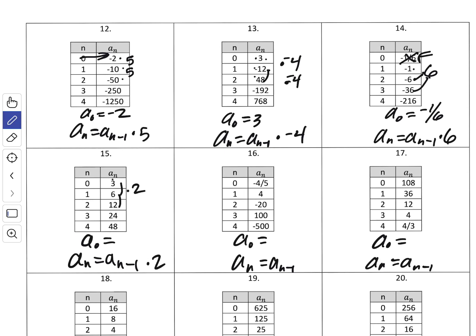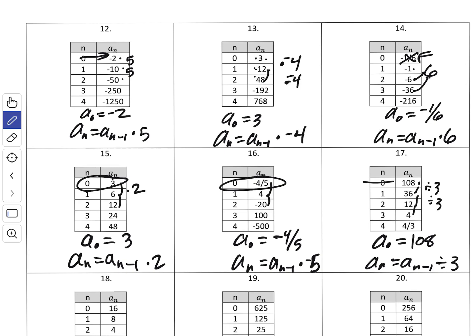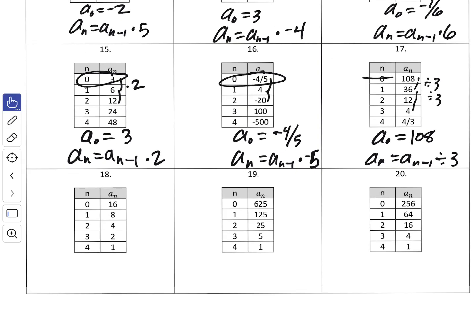Okay, 3 to 6 to 12, definitely times them by 2. Start out at 3. Start out at negative 4/5. Negative 4/5 to 4 to negative 20, times them by a negative 5 this time. Now 108 to 36, now we're going down, aren't we? 12 to 4. So it looks like we're dividing by 3, aren't we? So I start at 108, because that's my 0, and then I just divide by 3. And it's alright to write that division.